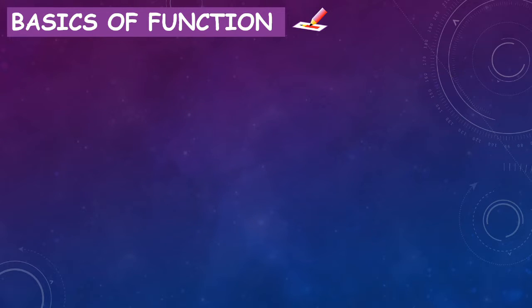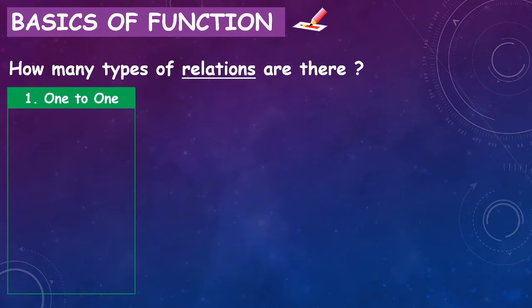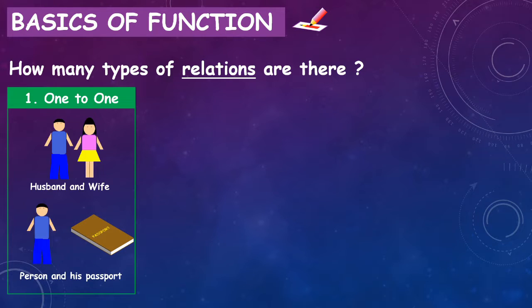There are many types of relations actually. How many are there? We have one-to-one relation. For example, husband and wife. A husband can only have one wife, and a wife can only have one husband. So this is a one-to-one relationship. Just like a person and his passport. A person can only have one passport, and a passport can only belong to a single person.